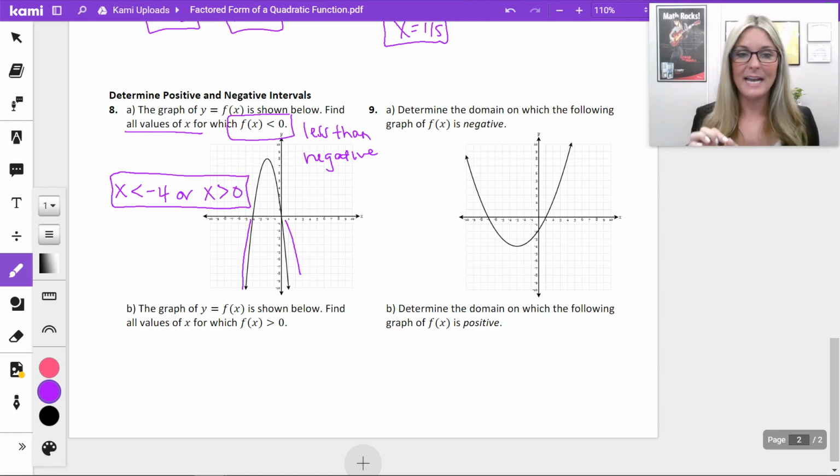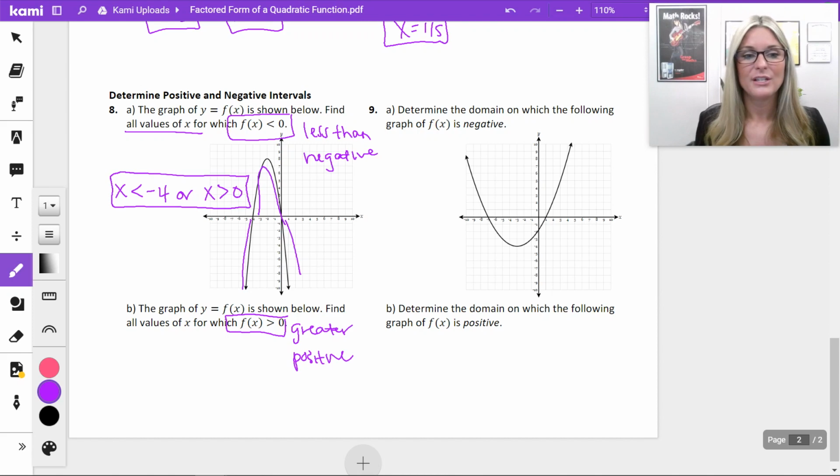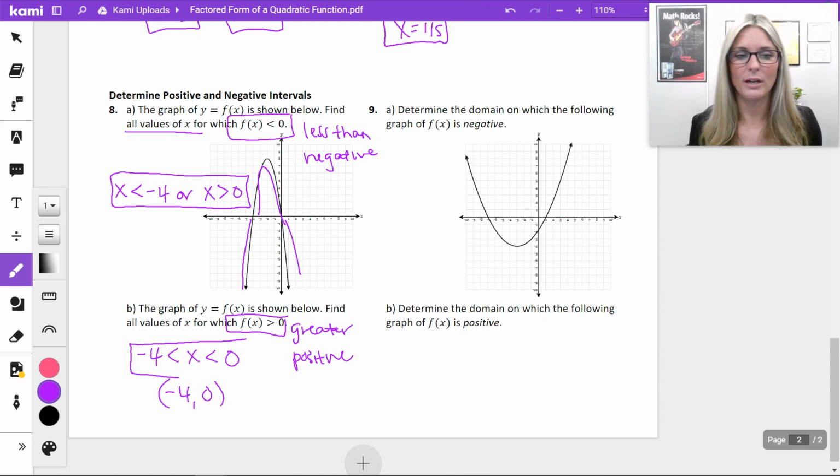Part B, using that same graph, find the values that are greater than 0. That's our greater than symbol. Therefore, where is it positive? The positive segment is that hump at the top. So we can say from -4, less than x, less than 0. Or some of you might want to use parentheses, -4 to 0 parentheses. Either form would work.